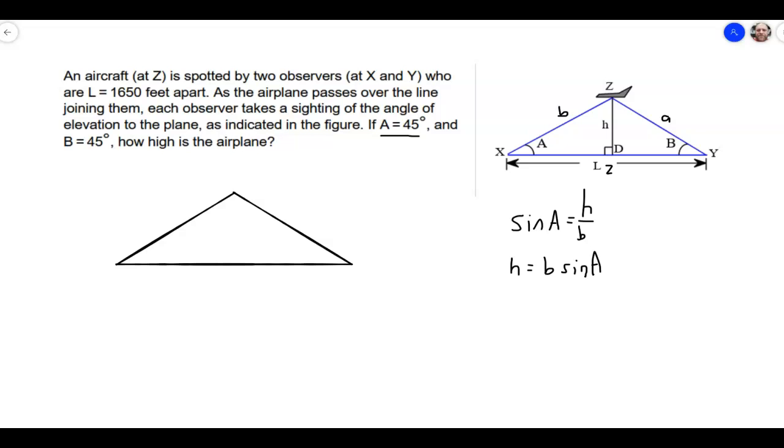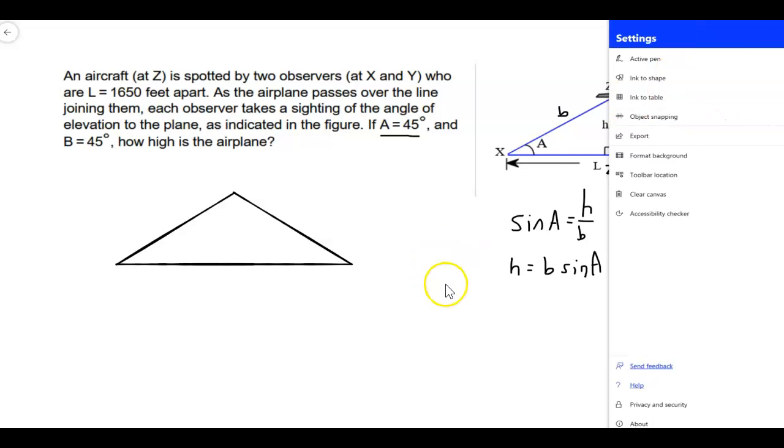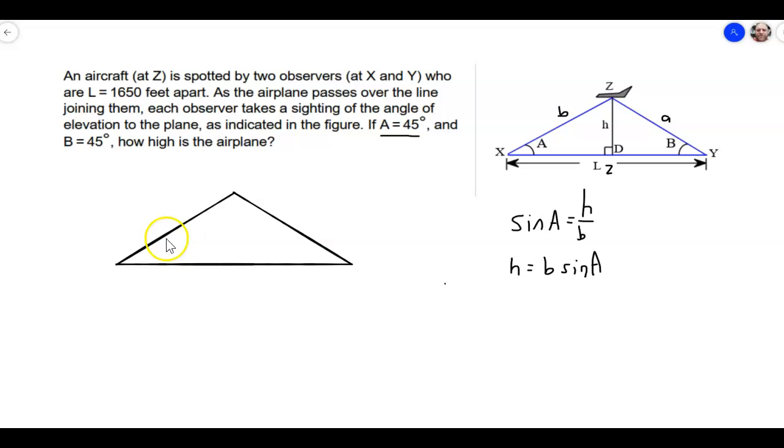Look at that. Nice triangle. All right. And we're going to mark this with what we know. So we know that this is 45 over here. We know this is 45 over here. We know that this is 1650. We know that this is 90 degrees, and we know that because all the angles add up to 180, so 180 minus 45 minus 45 is 90 degrees.